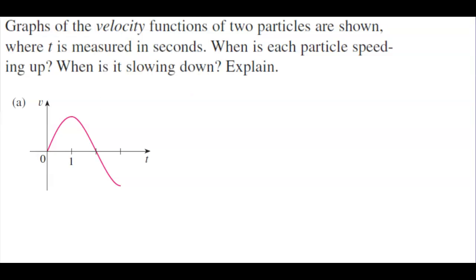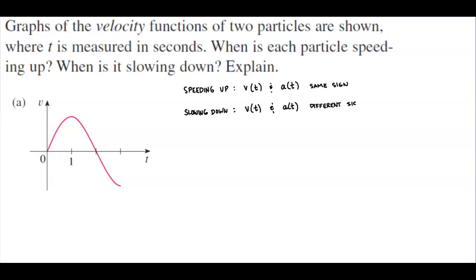So we know that whenever it is speeding up is when the velocity function and the acceleration function have the same sign. Okay, and then we know it'll be slowing down whenever the velocity function and the acceleration function have different signs.